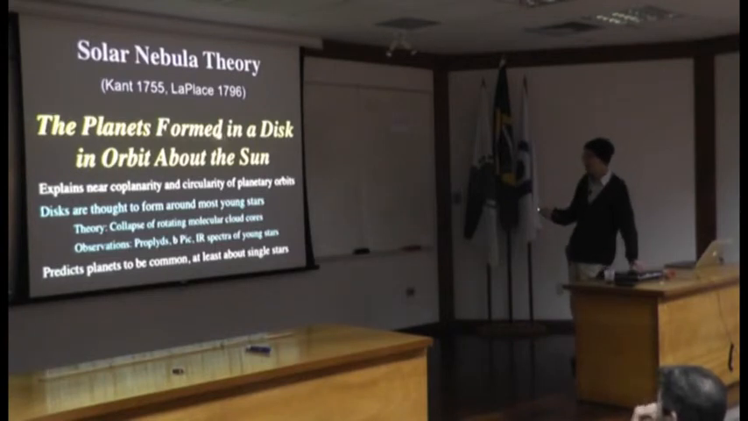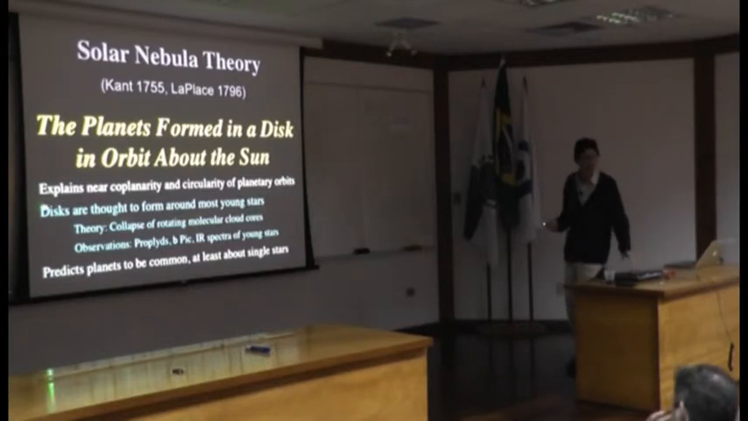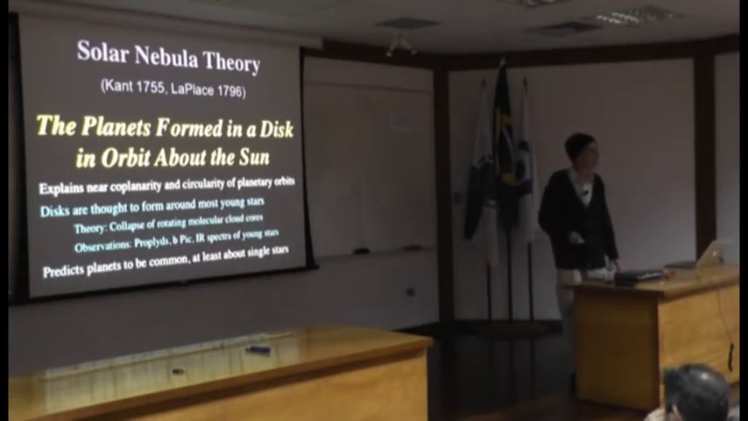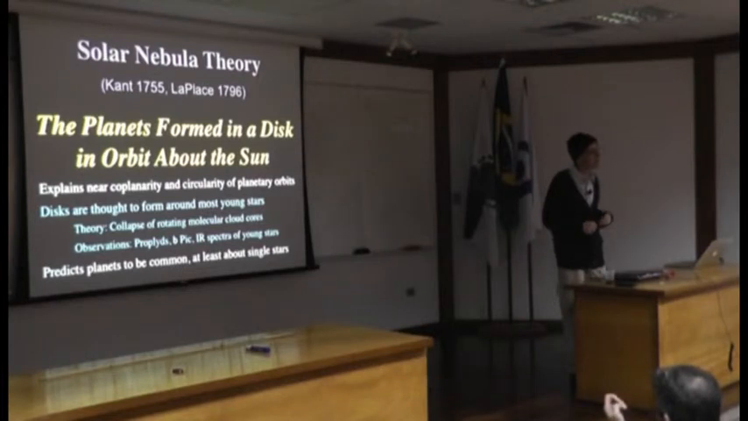The idea is the planets formed in a disk that was in orbit around the sun. It explains the near coplanarity and circularity of the planetary orbits. That's why they came up with it back in the 18th century. But disks are now thought to form around most young stars for the reasons I mentioned yesterday. The theory: the collapse of rotating molecular cloud cores, where there's too much angular momentum to have everything fall into the center, and this is the lowest gravitational energy state consistent with the angular momentum constraint.